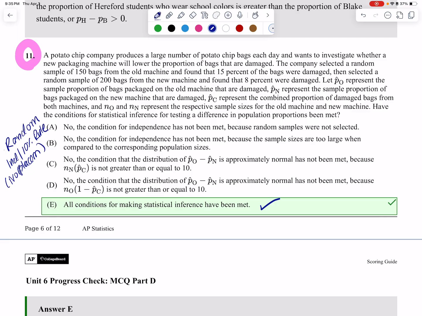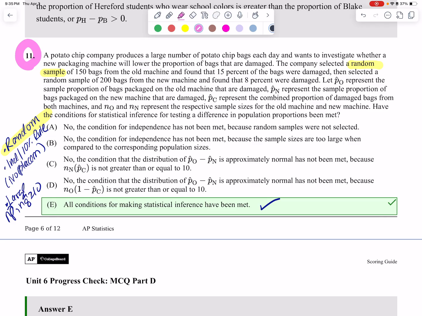And then the other one we're looking for is our large sample. And this one looks like it is proportion. So we are going to be using our np-hat and nq-hat greater than 10. So let's just look through them and I'll mark them as we see them. A potato chip company has large potato chip bags and wants to investigate whether the new packaging will lower the proportion of bag damage. The company has a random sample. There we go. Got a random sample. So that's the first one.